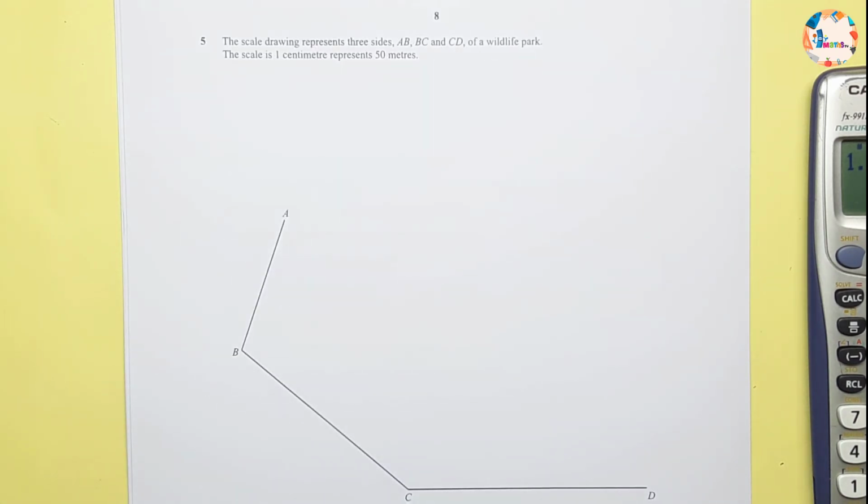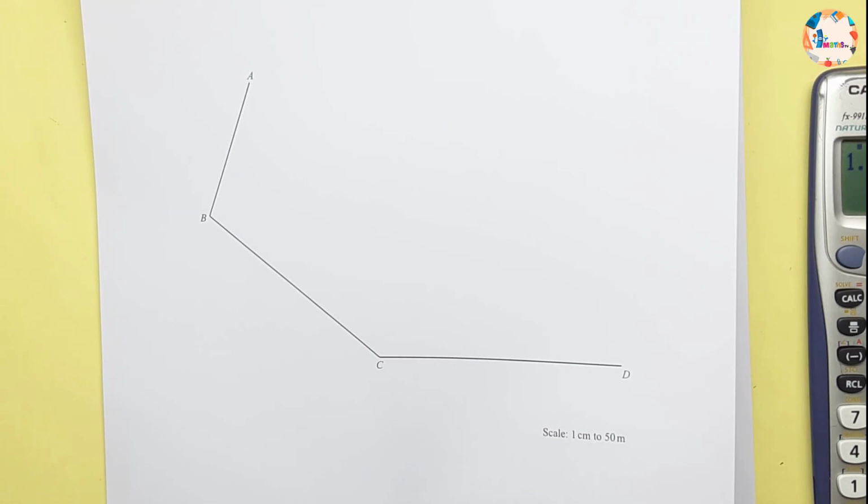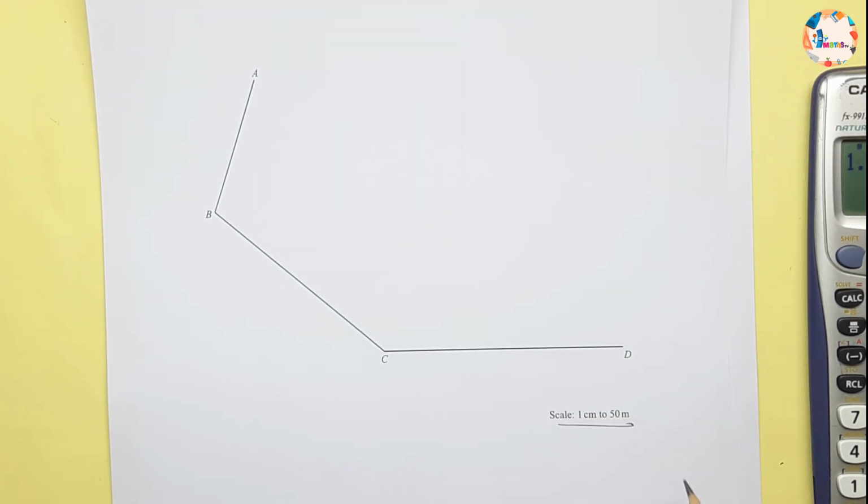Then question number 5 is a construction question. The scale drawing represents 3 sides A, B, C, D of a wildlife park. The scale is 1 centimeter represents 50 meters. So this scale is given.